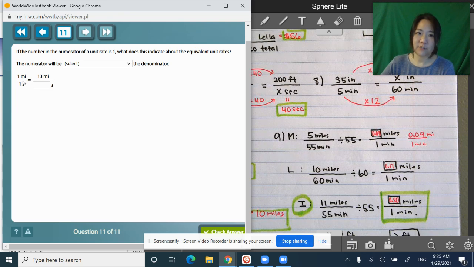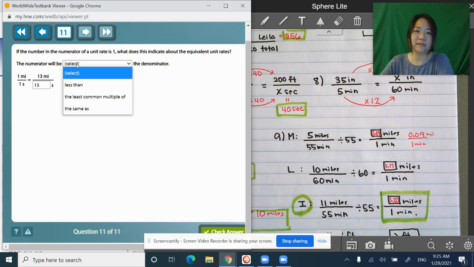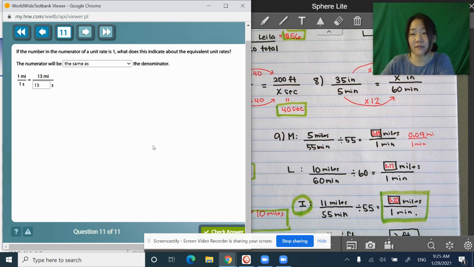Think about this. If I were to solve it, I would multiply 1 times 13 and 1 times 13. I would get 13 here, right? So what do you notice? The numerator and the denominator will be the same.